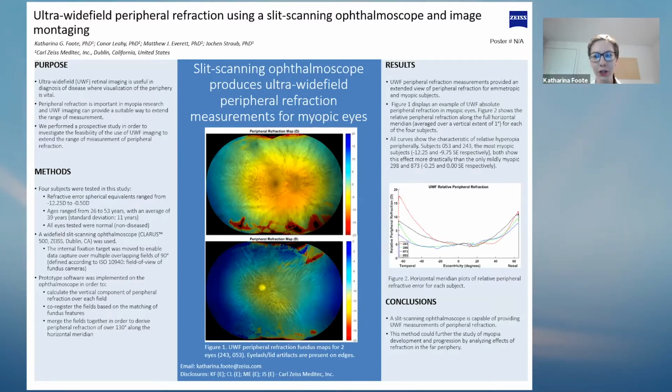All curves show the characteristic of relative hyperopia peripherally. The effect is more pronounced for subjects with higher myopia than for more mildly myopic subjects. In conclusion, a slit scanning ophthalmoscope is capable of providing ultra-wide field measurements of peripheral refraction. This method could further the study of myopia development and progression through analyzing effects of refraction in the far periphery.